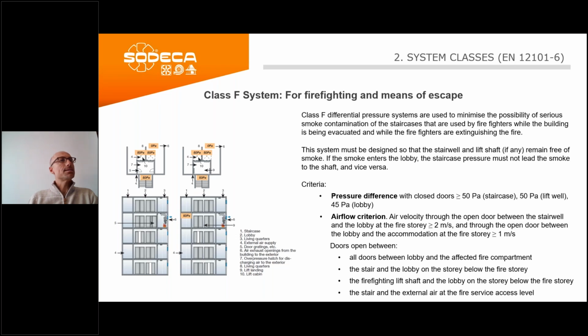In this case, it's more or less the same as we had in Class B, but it's typically used when we have two different accommodation areas. And in this case, the requirement is to have 2 meters per second in the door between the stairwell and the lobby, and 1 meter per second through the door between the lobby and the accommodation areas, with the door between the stairwell and the lobby closed.